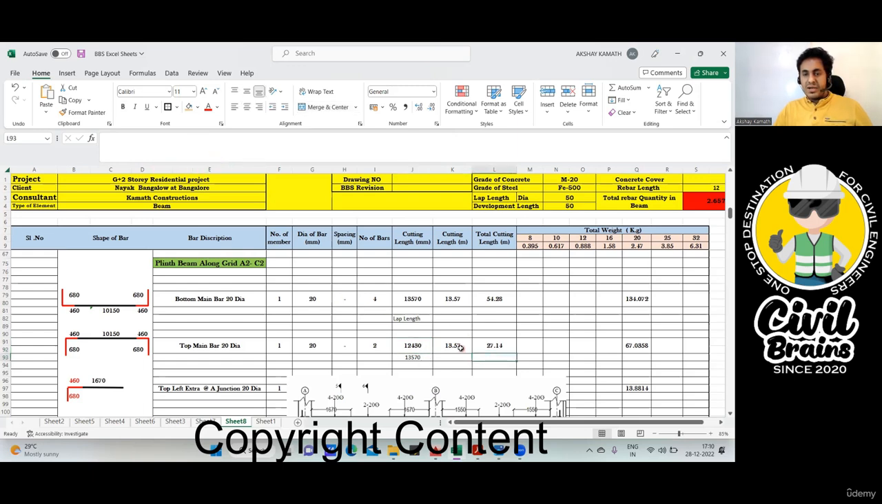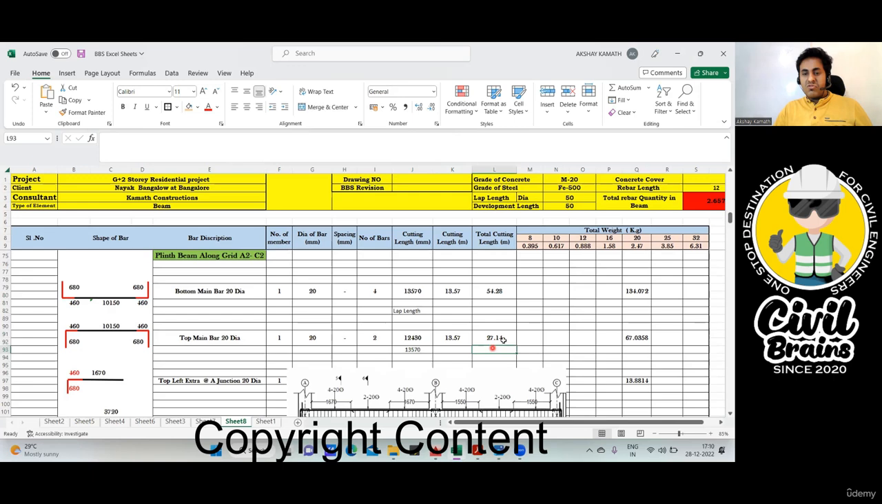Now cutting length 13.57. You see, the answer remains the same. Since the diameter of the bar is the same, everything remains the same. Only the final answer, total cutting length, is not matching. The reason is here you have 4 bars, here you have 2. Suppose if I had made this 2, see, this will match.